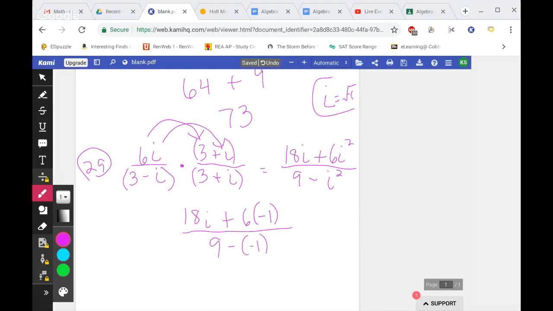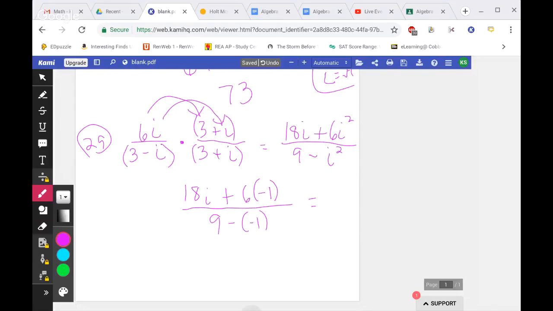I'm not skipping any steps on this because I just want to make sure y'all see every little bit of it. 18i minus 6 all over 9 minus a -1 is 10. Which I have to write the top part in standard form. Now, everything in this, the -6, the 18, and the 10, can all be divided by 2.